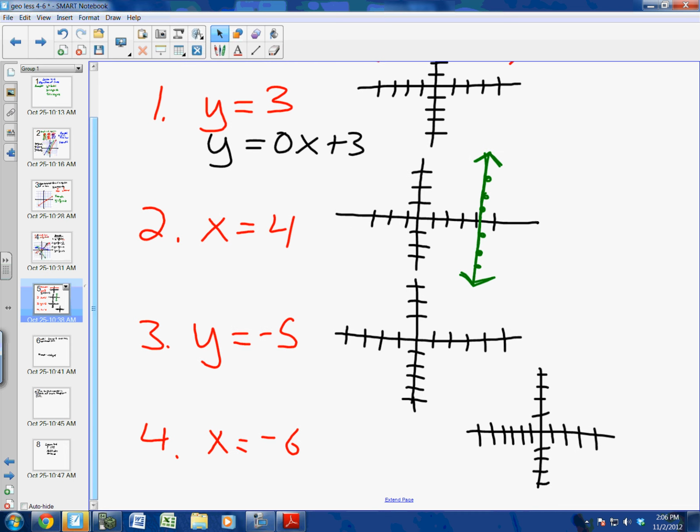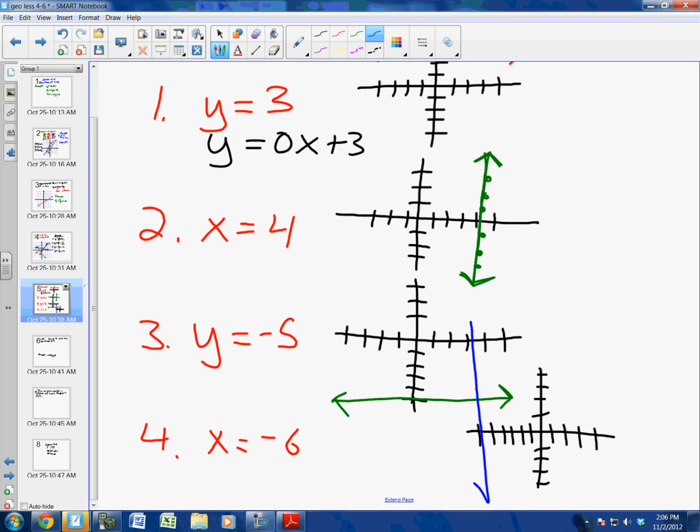Y equals negative 5. What would that look like, you guys? Yeah. So what, horizontal or vertical? Horizontal line at negative 5. How about x equals negative 6, everybody? Vertical line going through negative 6 of this bottom graph, right? I shouldn't have drawn it up so high. All right, any questions there?